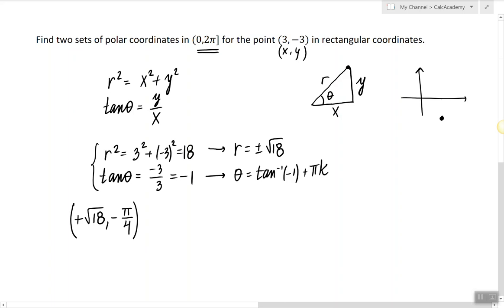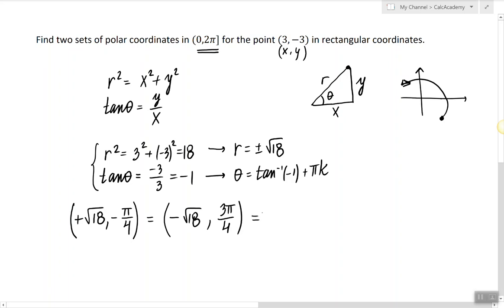To satisfy this requirement, what we're going to do is add 180 degrees, but to compensate for that addition, we have to change the sign of r. So negative pi over 4 plus pi will be 3 pi over 4, and opposite of square root of 18 will be negative radical 18.